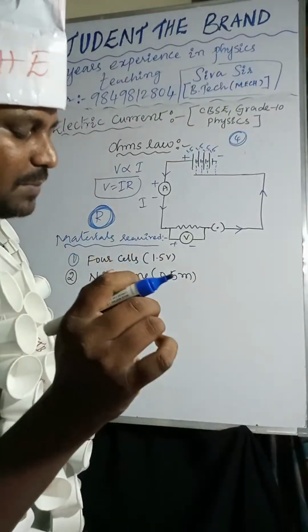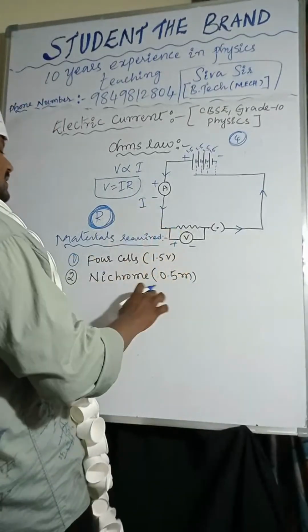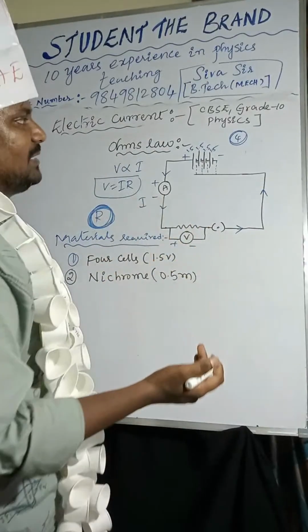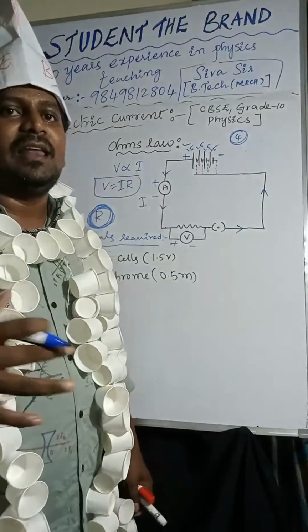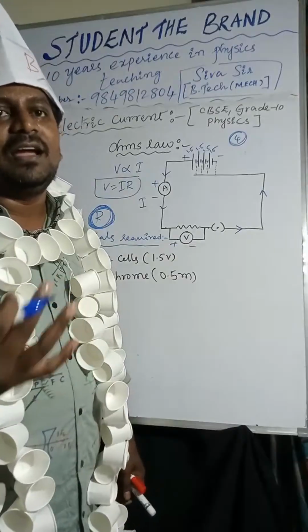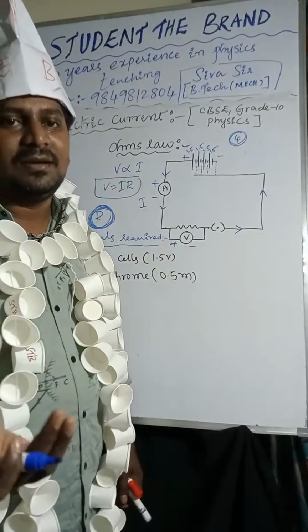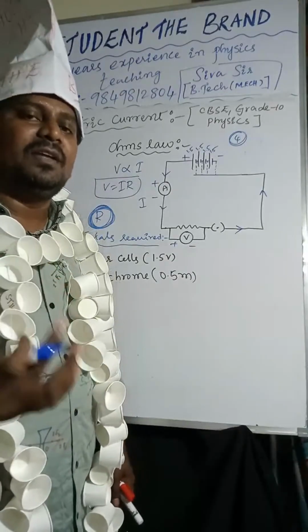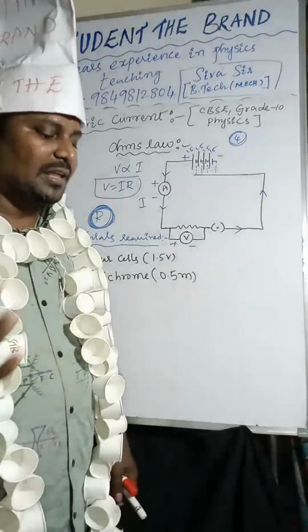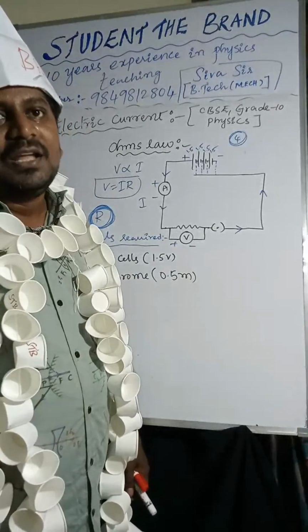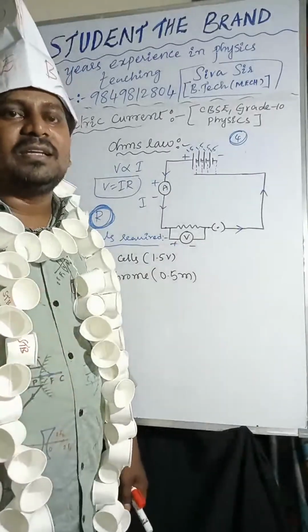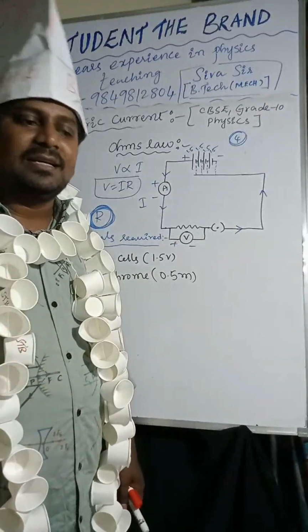Nichrome wire is an alloy of nickel, chromium, manganese, and iron metals.